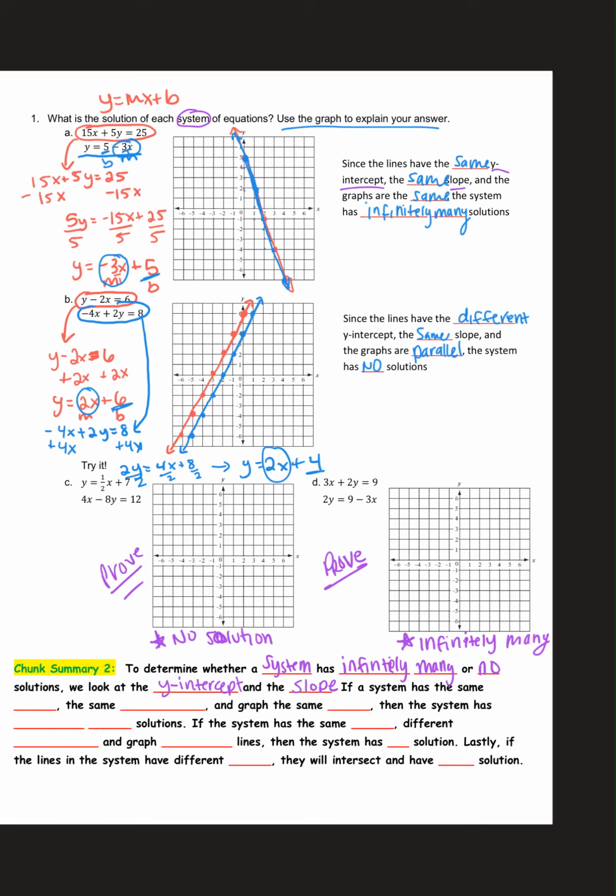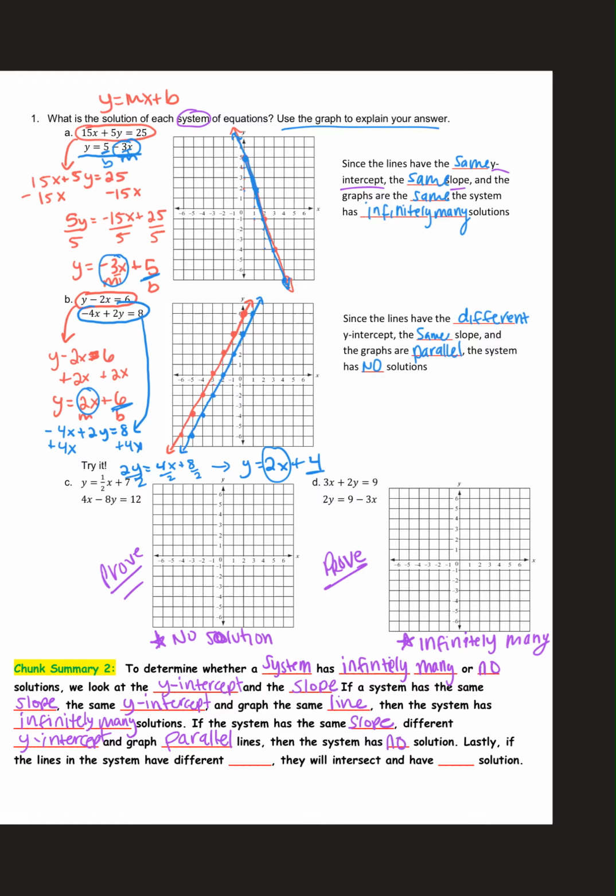If a system has the same slope and the same y-intercept, and they graph the same, what are we graphing? Oh, lines. So if they graph the same line, then the system has infinitely many solutions. If the system has the same slope, but different y-intercepts, and graph, what kind of lines? Oh, parallel lines, then the system has no solution.